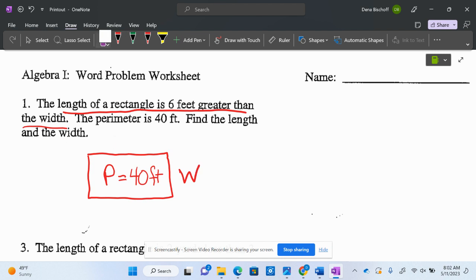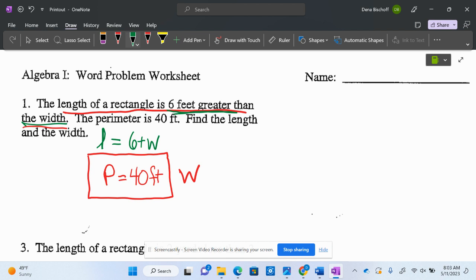I can already tell it's going to be problematic because they're visually going to be wrong. So if this is the width, it says the length, that's this side. The long side is, this is an L standing for the length, right? L is 6 feet greater than the width. How do I show that this side right here is, that would be 6 times greater. It's not 6 times greater, it's 6 plus W. Okay, 6 plus W. All right.